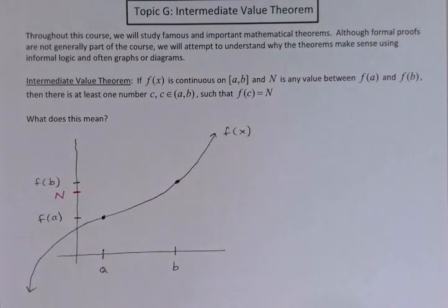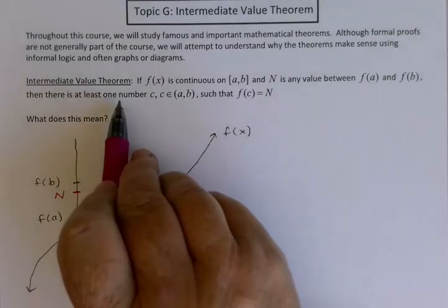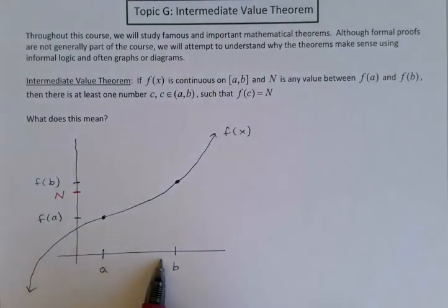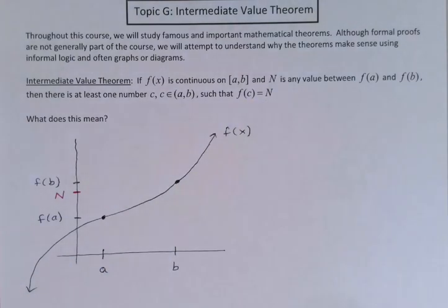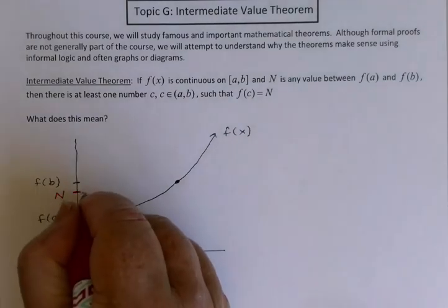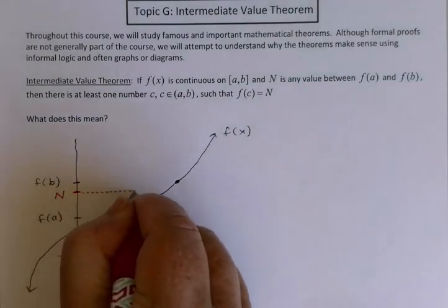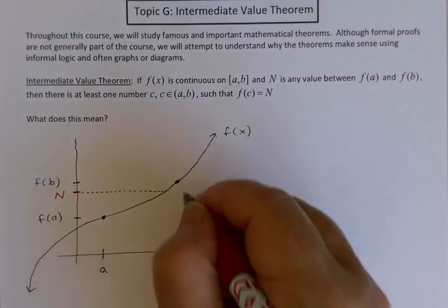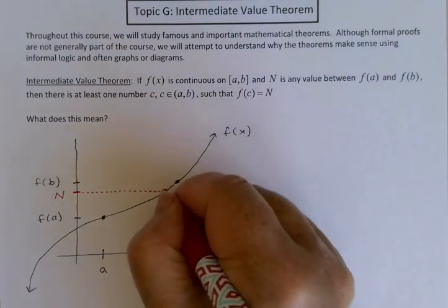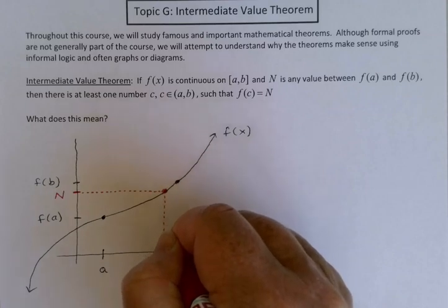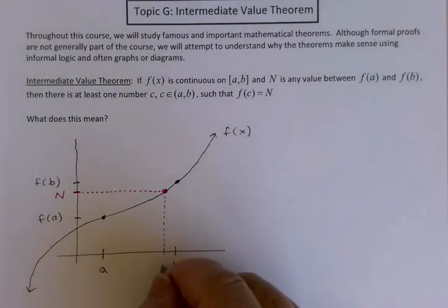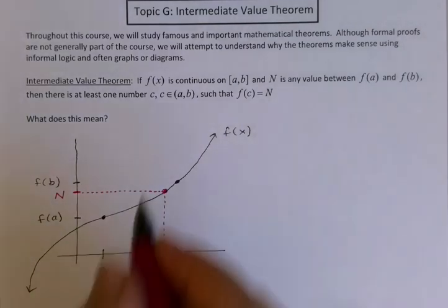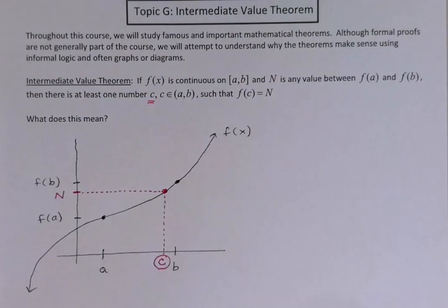The theorem then guarantees me that there's at least one number c between a and b, such that f of c is equal to n. Well, if you simply follow n over to the graph, we can see that indeed that y value corresponded to an x value between a and b, and that's that number c that's guaranteed to us by the intermediate value theorem.